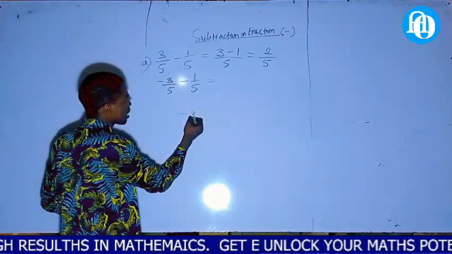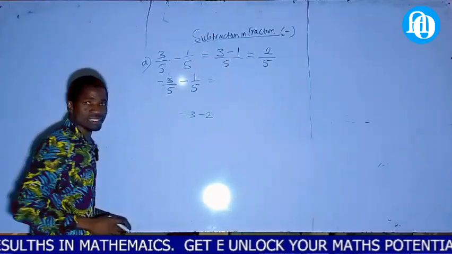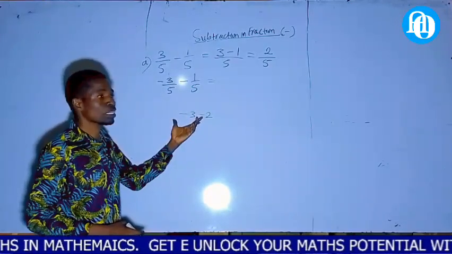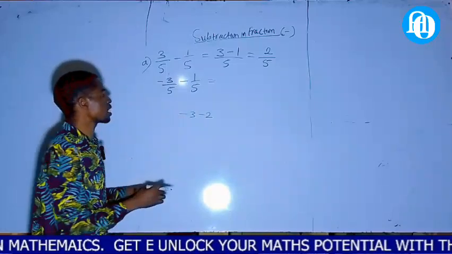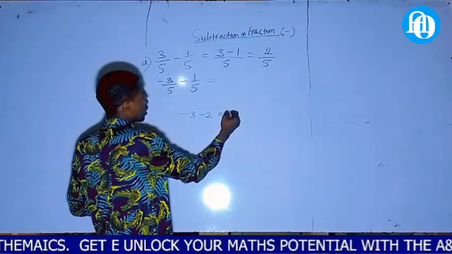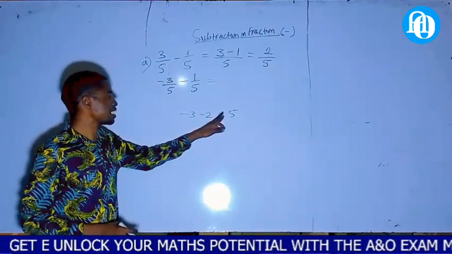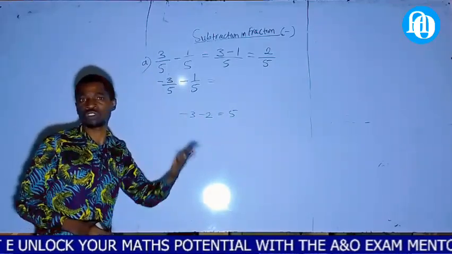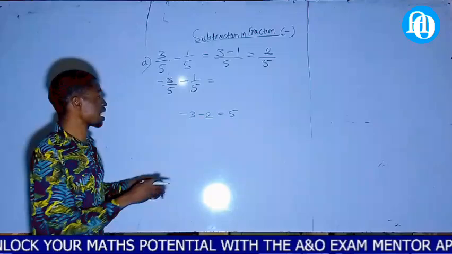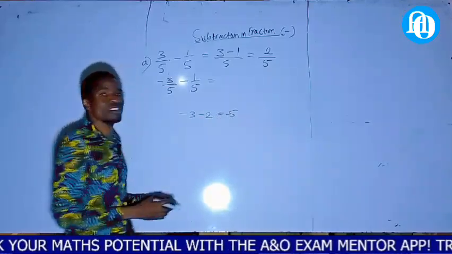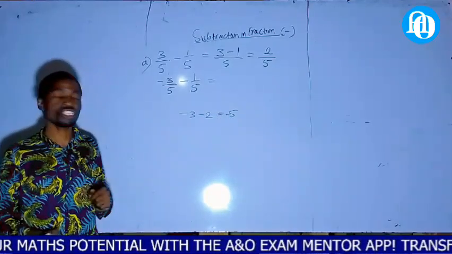When we have minus 3 minus 2, can you tell me the answer? Some people say, okay, the answer is 5. They don't even put whether it is positive or negative. They don't even tell us the answer. The answer is minus 5. If you have a problem with this, I want to teach you.